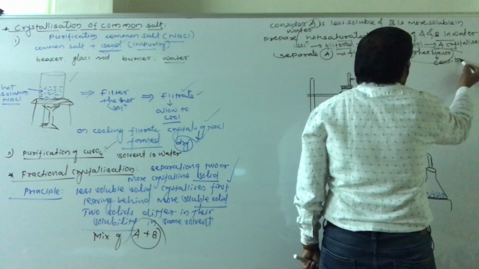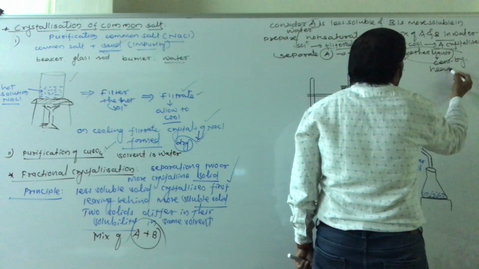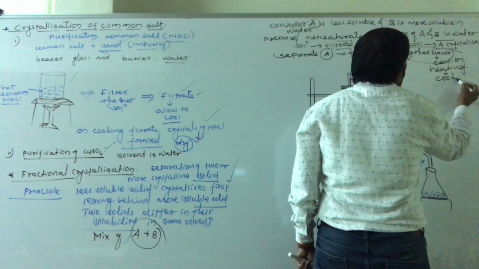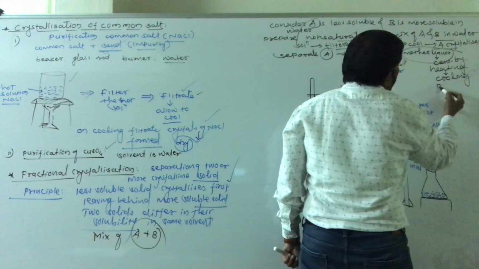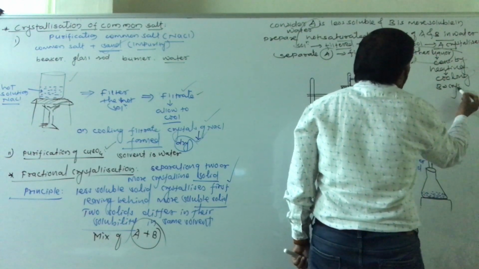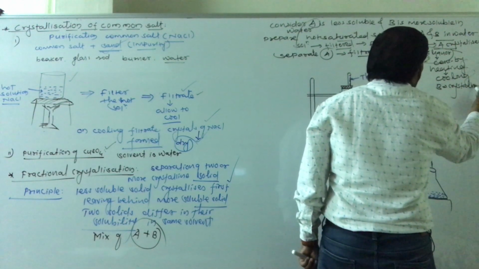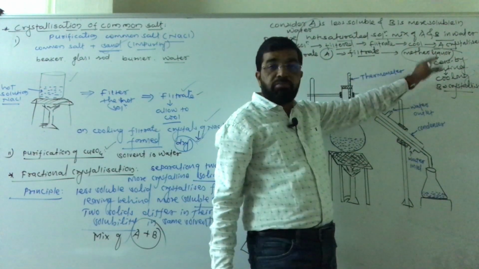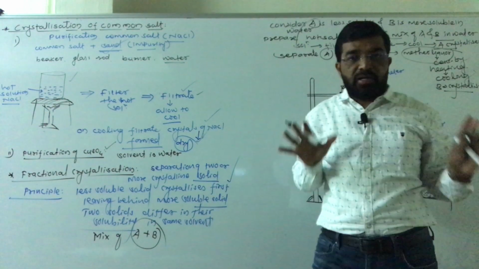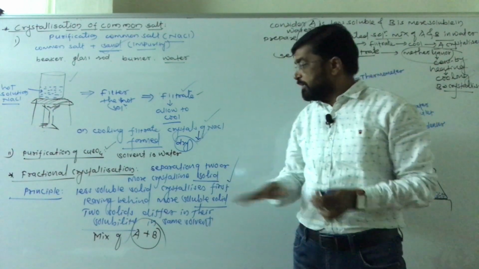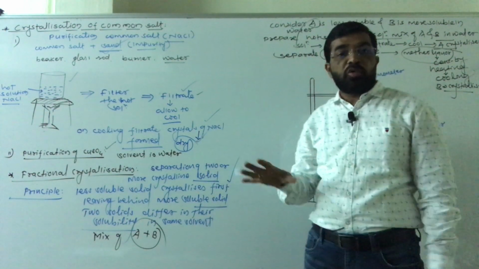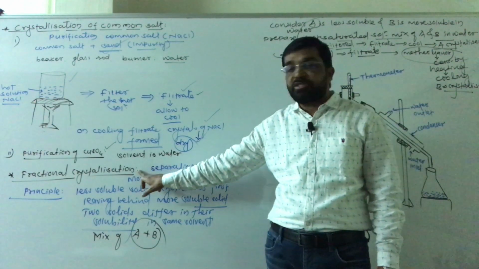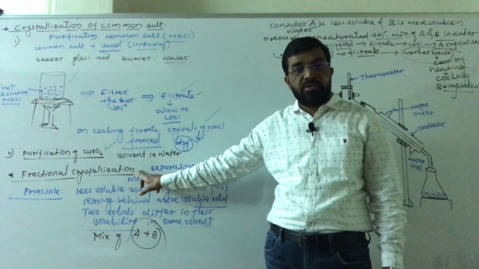Concentrate by heating, and on cooling B will be crystallized. That is nothing but the fractional crystallization. Simple meaning I am telling you. Mixture of two or more crystalline solids are separated by the process which is called fractional crystallization.